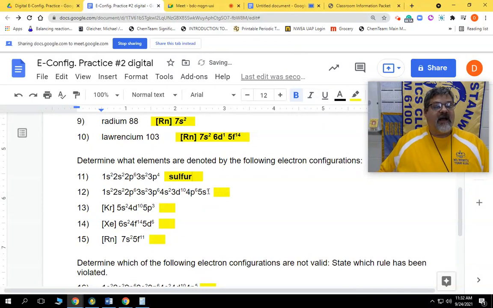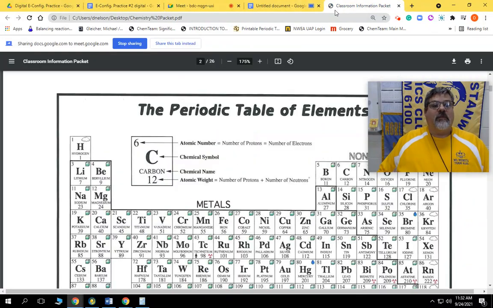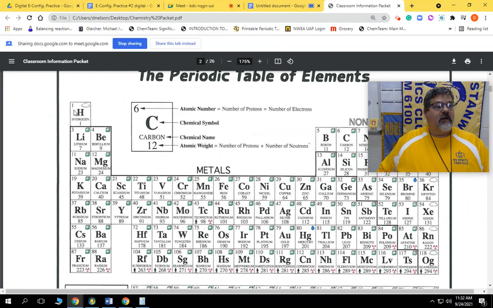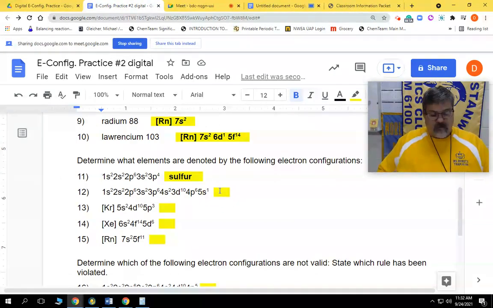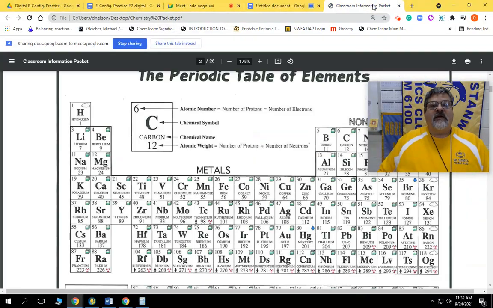This one here, 5s1. Let's go to our periodic table. We count down 5. 1, 2, 3, 4, 5. s1. It is rubidium. As long as this is written correctly. 5p3. So let's go back to here. 1, 2, 3, 4, 5. p's. 1, 2, 3. Antimony.